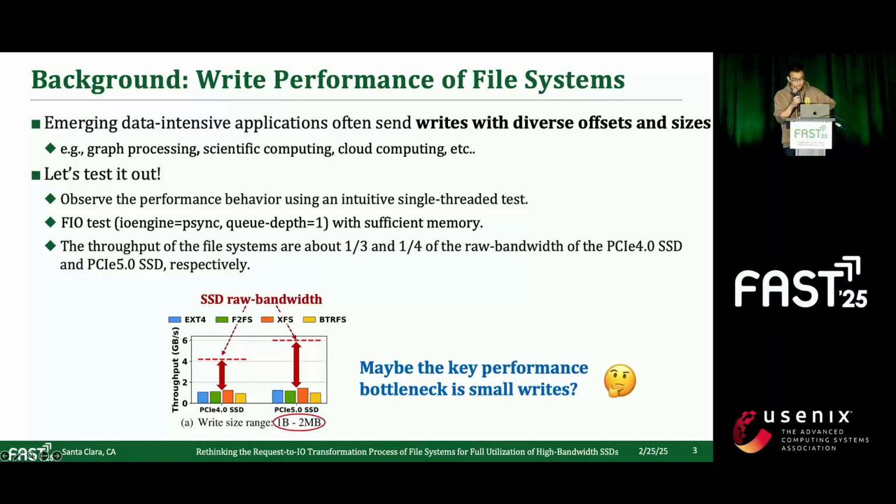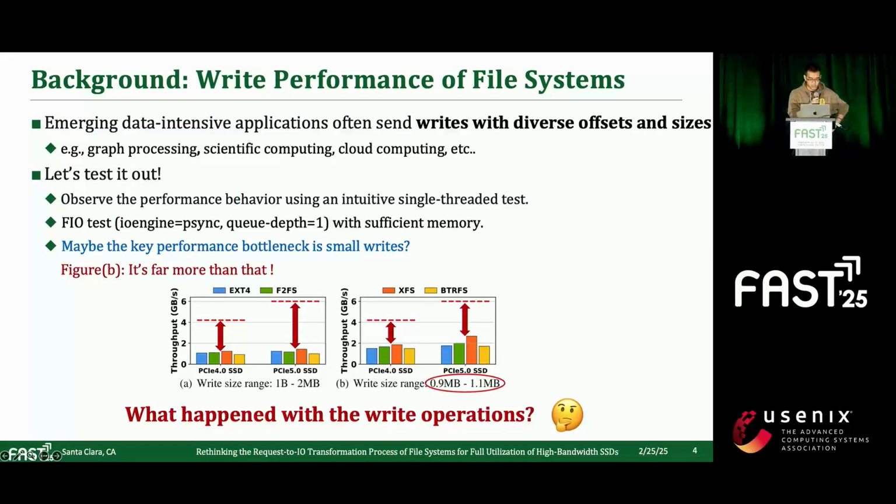Let's take a look. We ran a single threaded test focusing on random writes between 1 byte and 2 megabytes. And here's what we found. The throughput of the 4 file systems we tested only reached a third or a quarter of the underlying SSD. Naturally, we thought, maybe the small writes are the bottleneck. So we tweaked our test, focusing on writes between 0.9 megabytes and 1.1 megabytes. Even then, the improvement was minimal, and we were still far from the SSD's raw bandwidth. Clearly, there's more going on here.